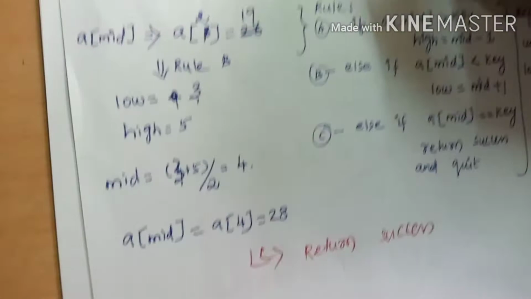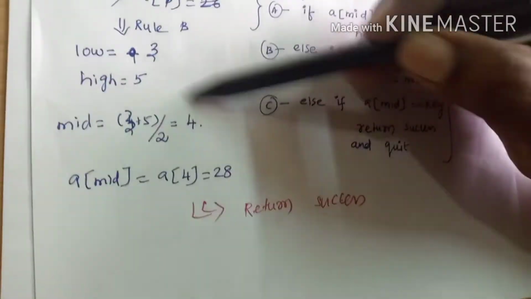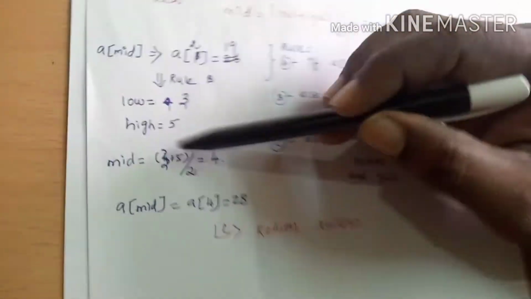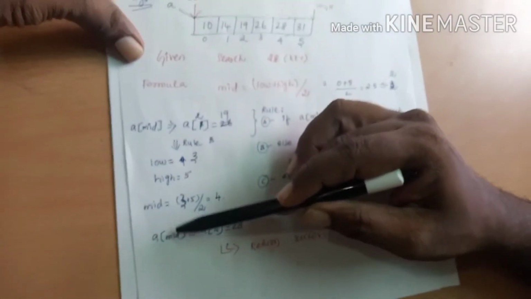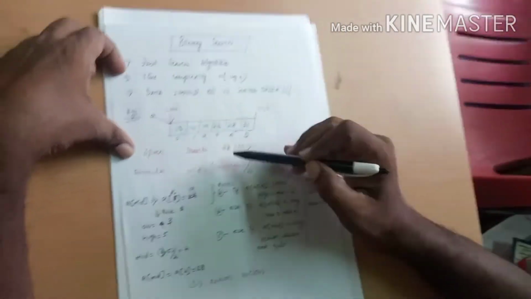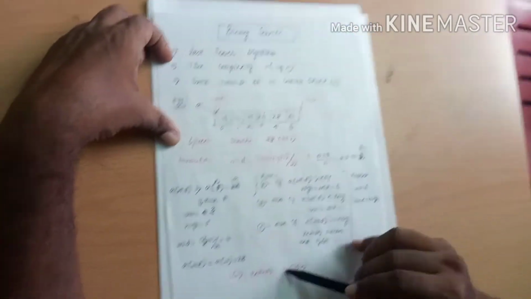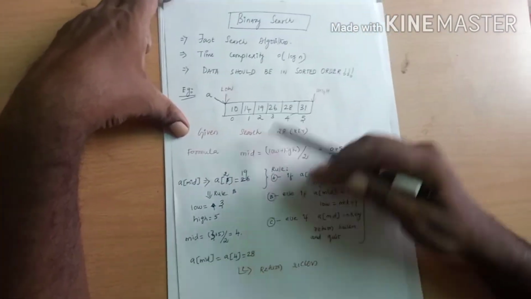Now apply the same algorithm. Mid equal to low plus high divided by 2. So 3 plus 5 divided by 2 is what? 4. So what is A of mid? A of 4 is what? 28. So is 28 equal to the search key? Yes, 28 is equal to 28. Then we return success and then we terminate the search. So this is example number 1.